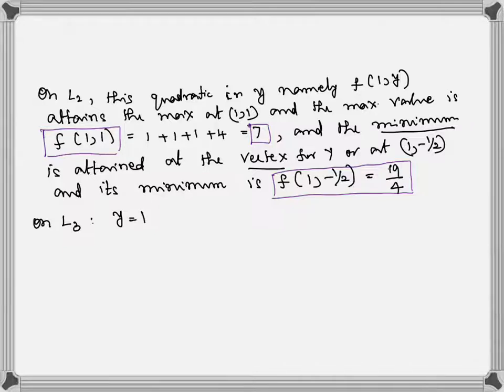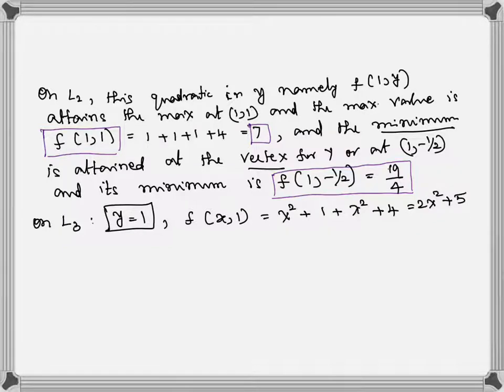L3 corresponds to y equals 1. x can be anything. So f(x, 1), if you plug it into the original, you get x squared plus 1 plus x squared plus 4, which is 2x squared plus 5, which is an open upward parabola again.